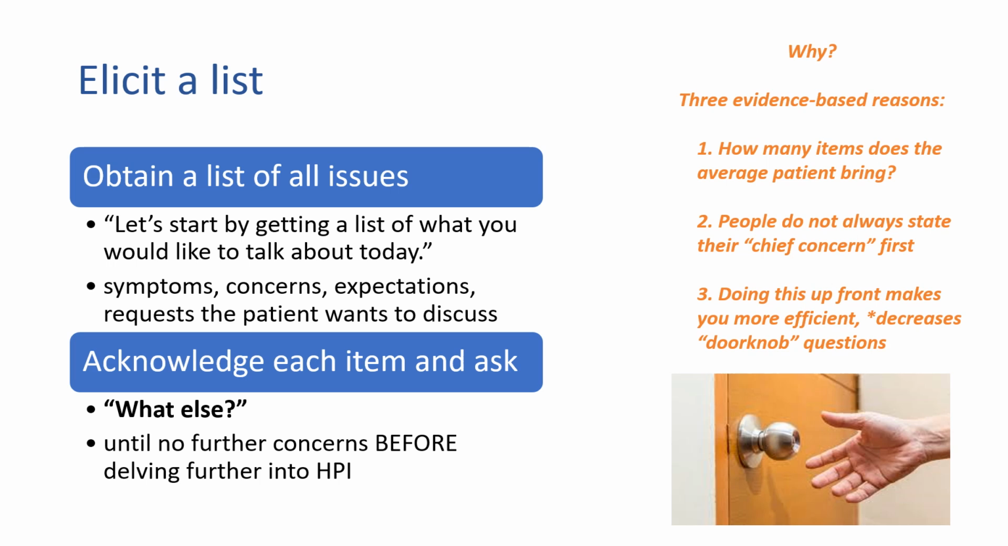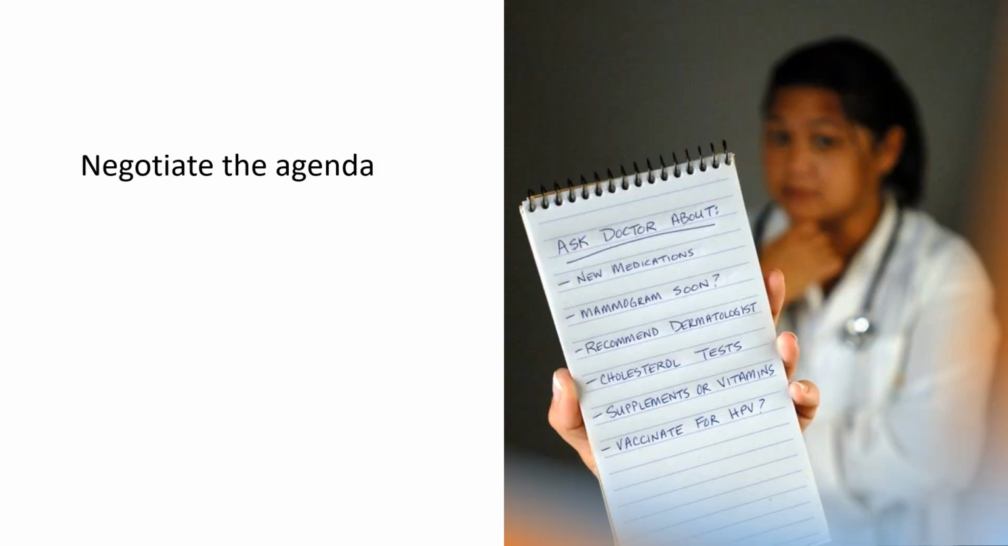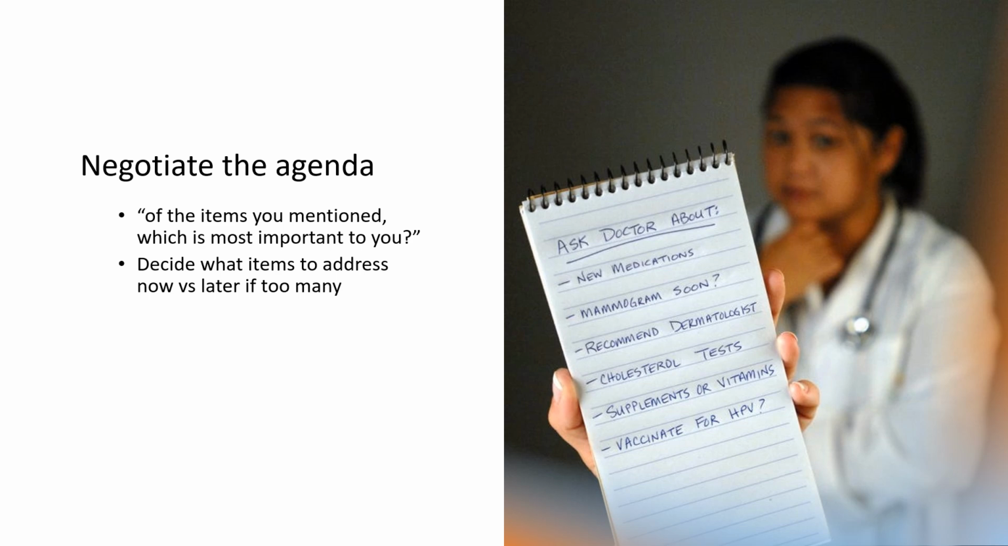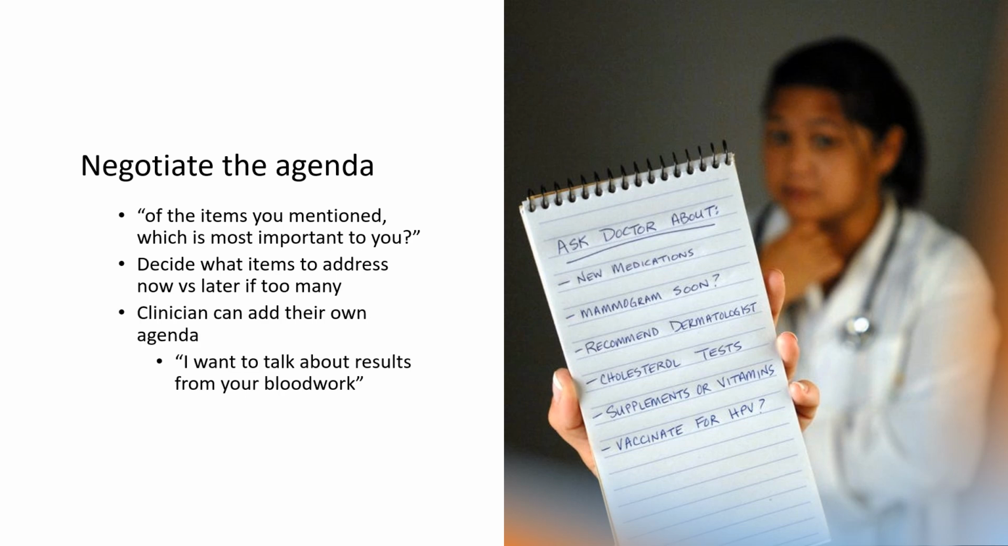Now you have your list. Now you can negotiate your agenda. Figure out which is the patient's priority. Simply ask them, of the items you mentioned, which is the most important to you? Then you decide which items you want to address now or later, or which items are appropriate to be addressed by someone else. Now add some of your own agenda to the list, something like, I also want to talk to you about your blood work.